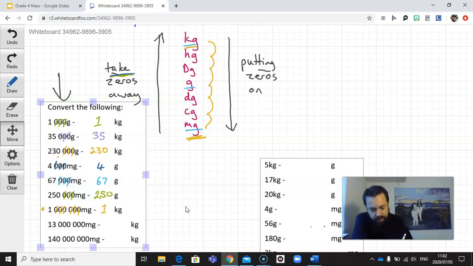For the next one, it's the same. It's also 6 jumps. So it's also going to be taking away 6 zeros. And we're left with 13 kilograms. So 13 million milligrams is equal to 13 kilograms. And for the final one, it's still going to be 6 jumps. So we're going to take away 6 zeros. And we're left with 140 kilograms. So 140 million milligrams is equal to 140 kilograms.